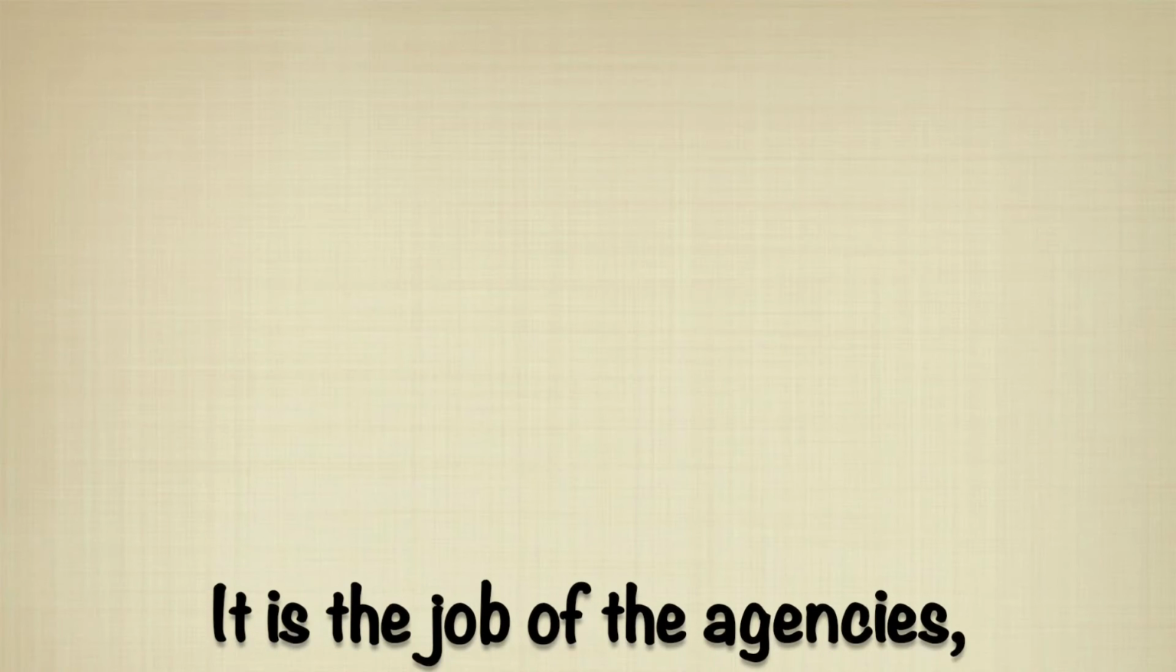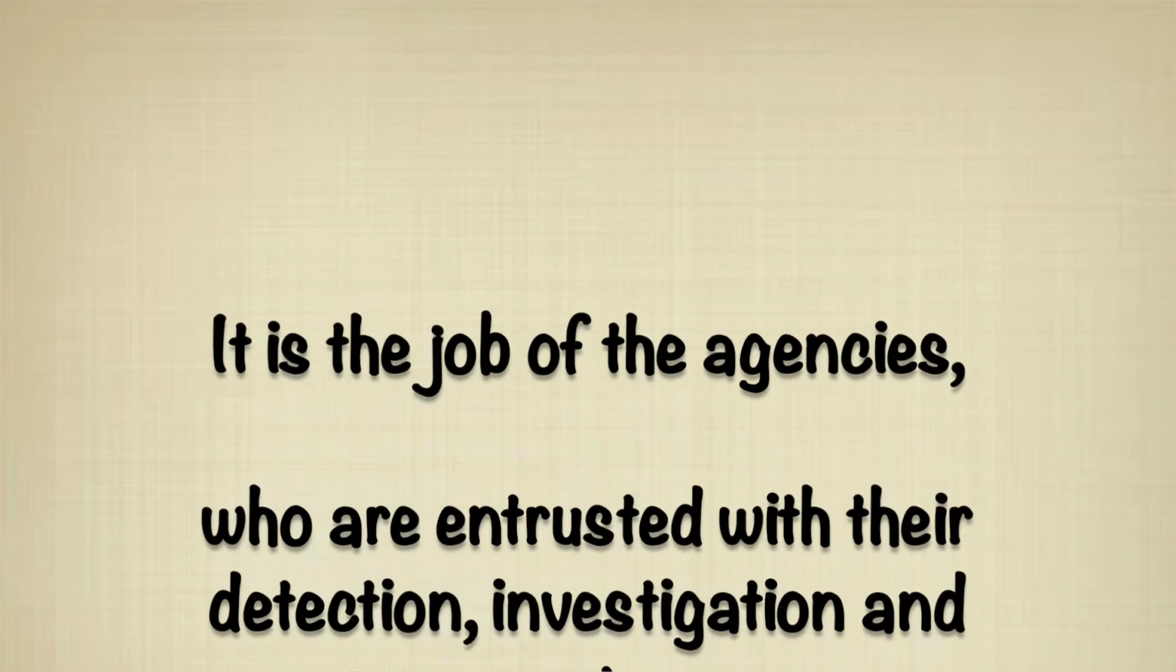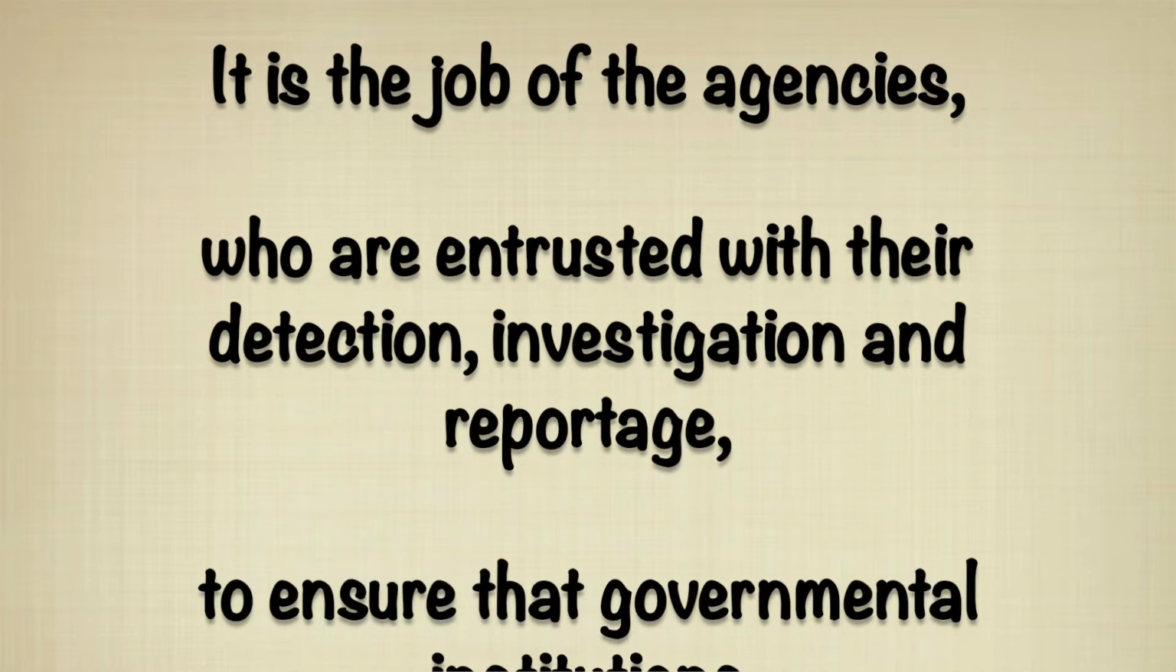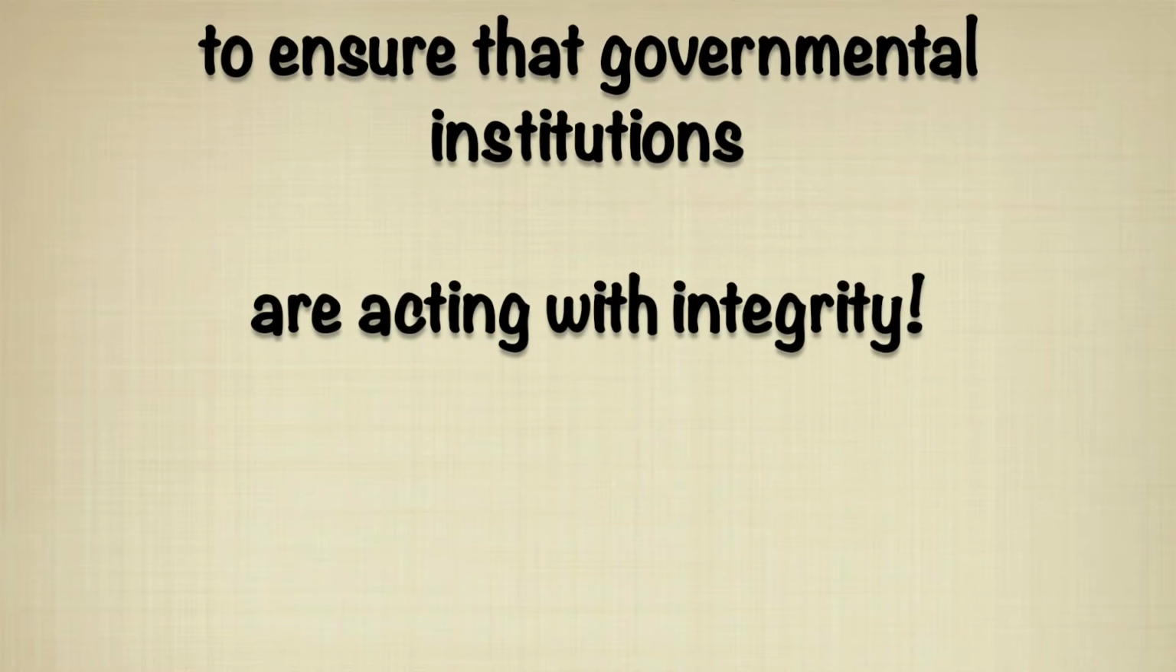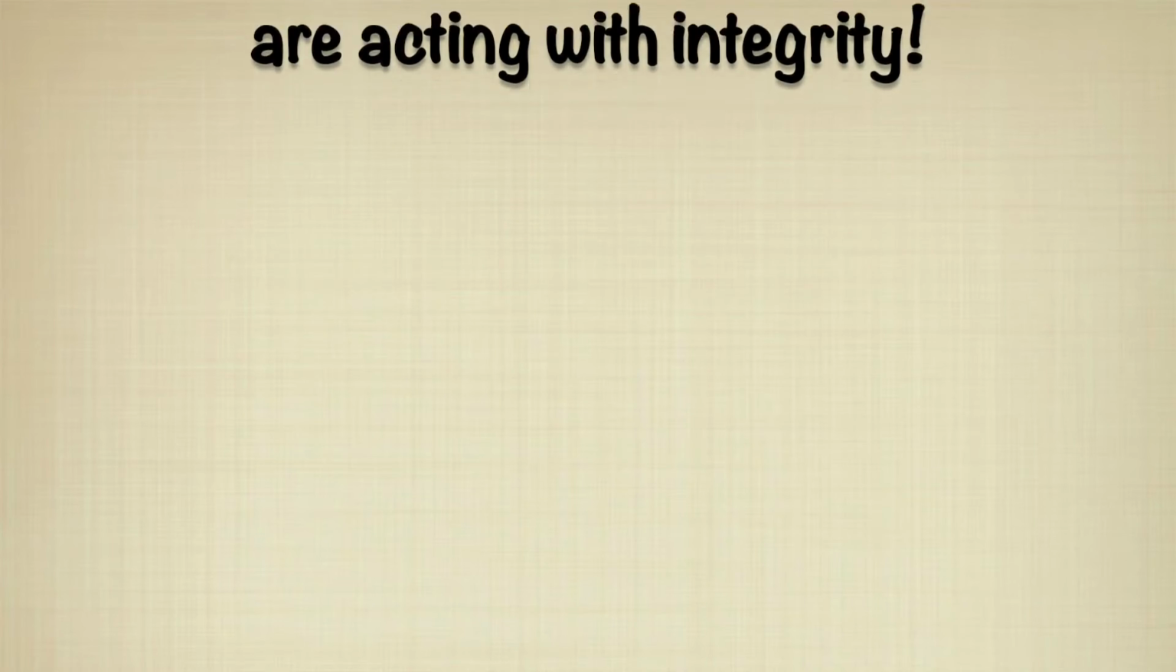It has therefore been established that if public officials act in a corrupt manner, for instance, accepting bribes, it can be deduced as having acted without integrity. It is the job of the agencies who are entrusted with their detection, investigation, and reportage to ensure that governmental institutions are acting with integrity.